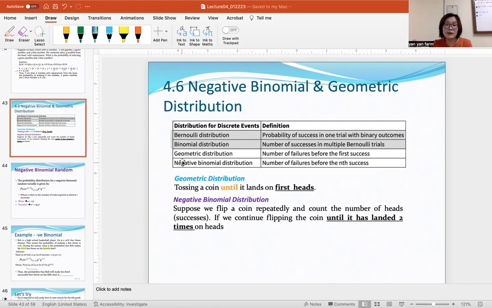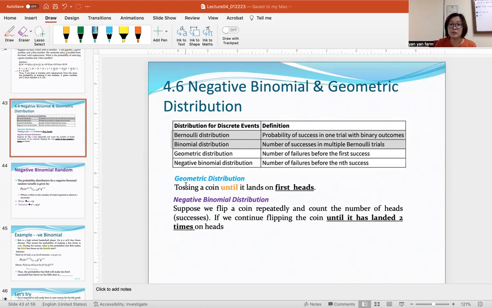So negative binomial and geometric distribution are quite close to each other. I would say it's quite confusing as well. So let's have a look at the example. Geometric distribution is the number of failures before the first success. I'll give you an example. I toss a coin until I land on the first head. I don't know how many times I try, okay? So I try until I land on the first head and stop.